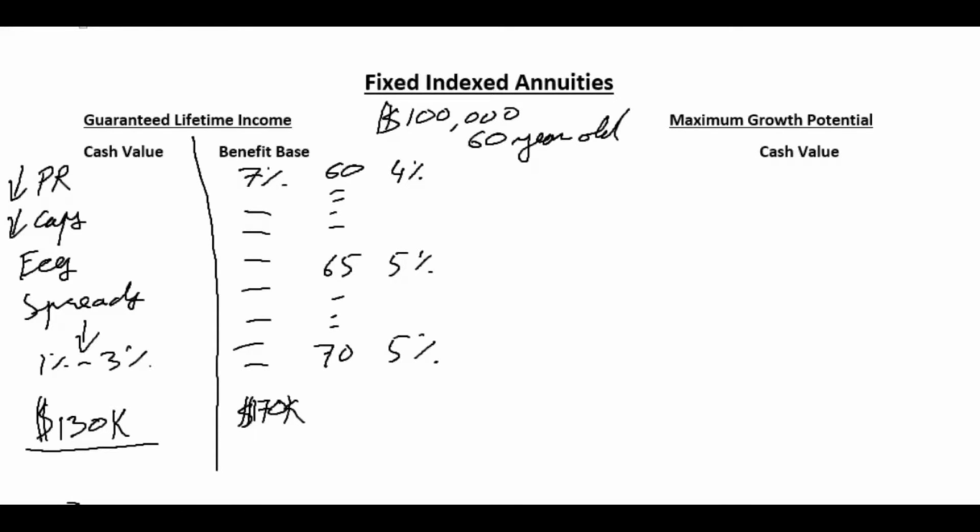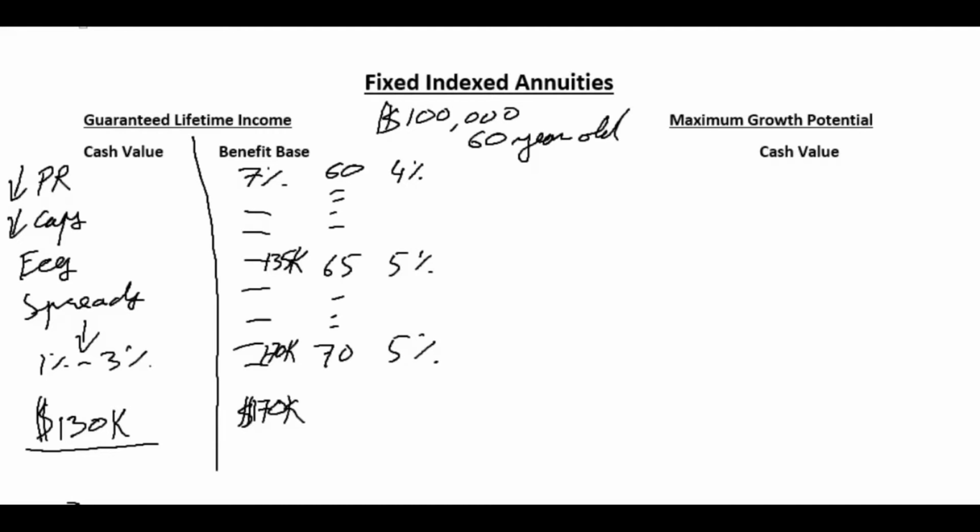Okay, so your benefit base has grown by 7%. So your 100,000 is 107,000. Then 114, 121, 128, right? 135. So here we have 135,000. And 5 years later, we have 170,000.